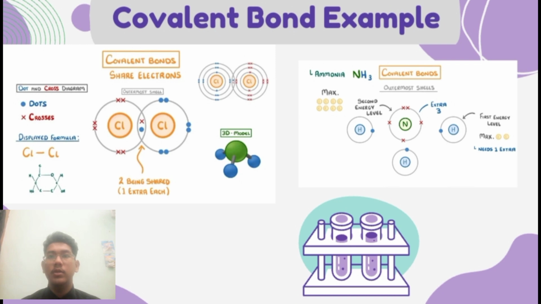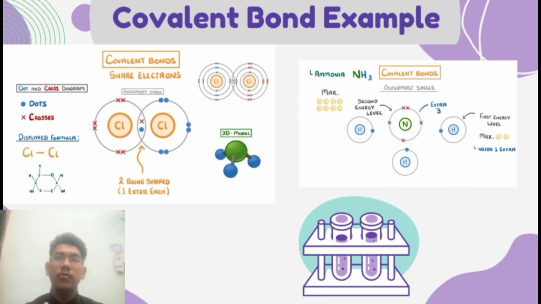A displayed formula can be used if you want a simple drawing, where you just write the chemical symbol of the atom and use a line to join the atoms that are covalently bonded together. This method is easy for drawing a big molecule that would take too long or be too complicated to draw as a dot and cross diagram. This method will not show the 3D shape of the molecule. This is the downside of this method. For this, we can use a 3D model, which tries to show how the atoms are actually arranged in real life.